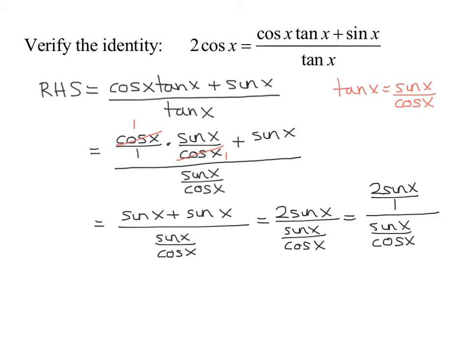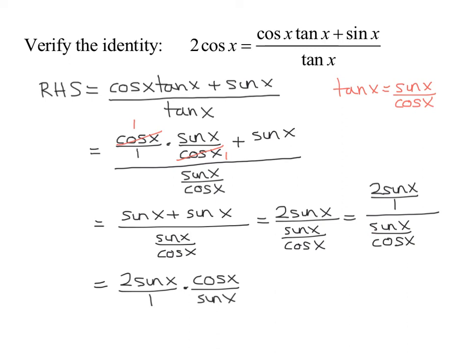And now how do we divide fractions? You take the fraction in the numerator, leave it alone, and multiply the reciprocal of the denominator. How do we find the reciprocal of a fraction? You just flip it upside down. So I'm going to have 2 sine x divided by 1 multiplied by the reciprocal of my denominator, which is cosine x over sine x. All I did was flip this fraction upside down.